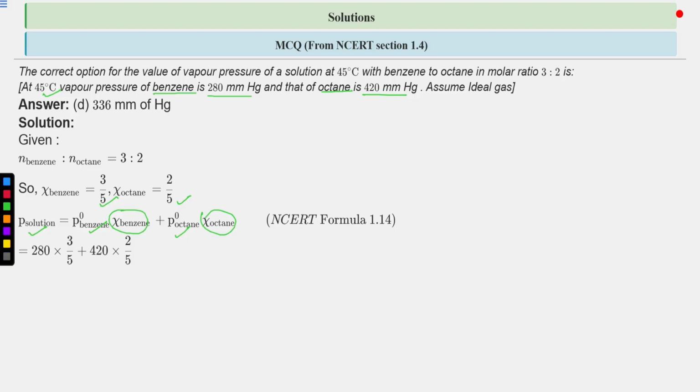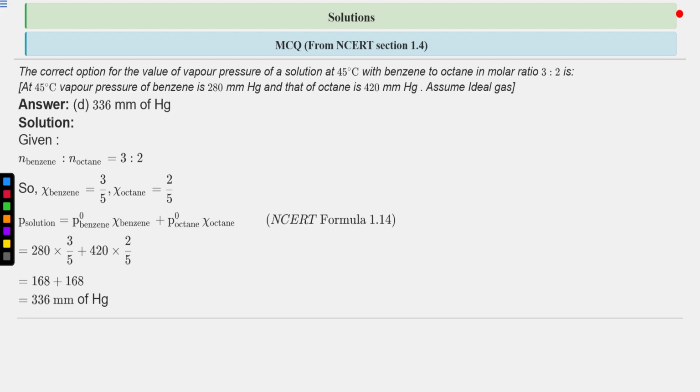You have to solve these multiplication terms and then add them. So it will be 168 and this will be 168. Both are 168. When you add them together, they will be 336 mm of Hg. So this will be the vapor pressure of the solution of benzene and octane. Hence, the correct answer is option D.